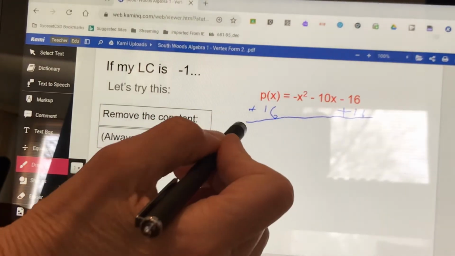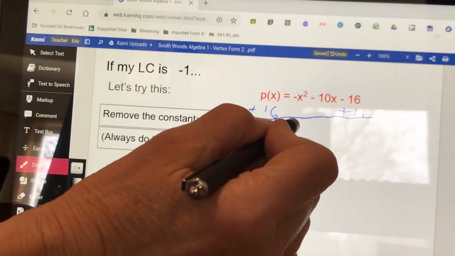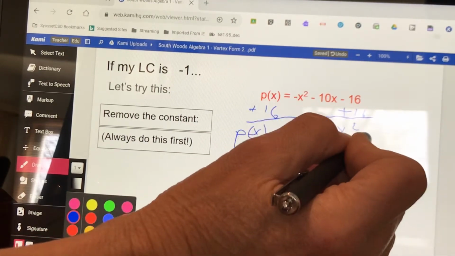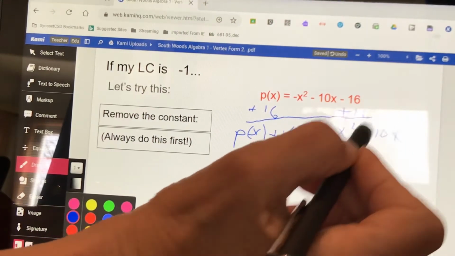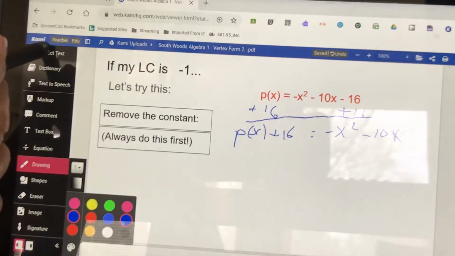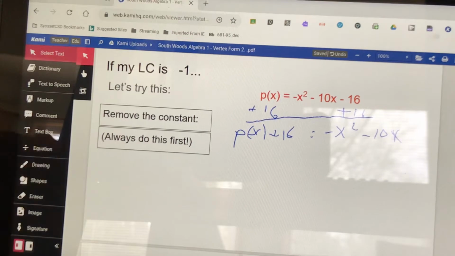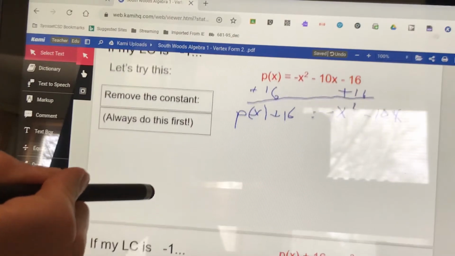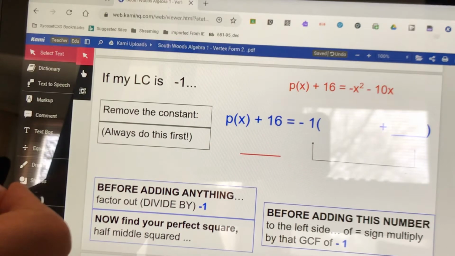That'll give us p of x plus 16 equals -x squared minus 10x. Here's where you have to wait and look at what you have. Your equation is not in the correct form to complete the square. We need to not only remove the constant, but now we need to remove that lead coefficient. And we do that by factoring.